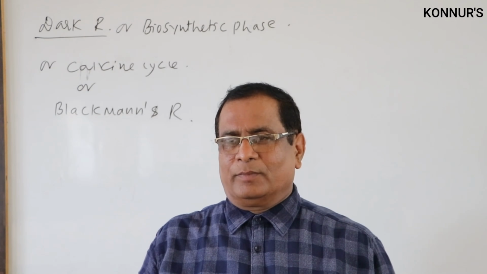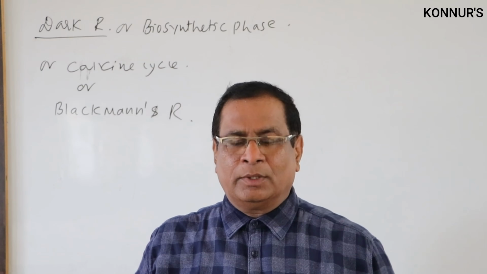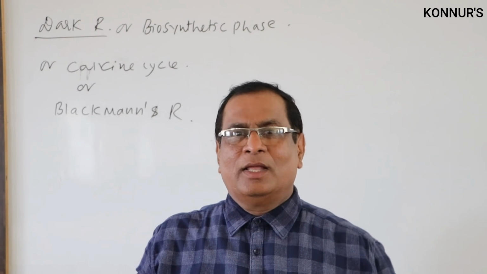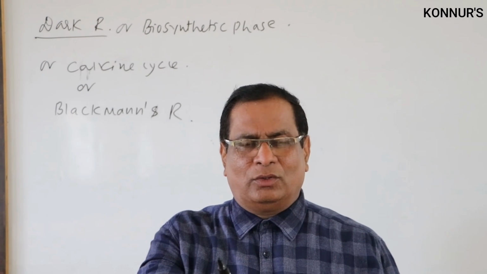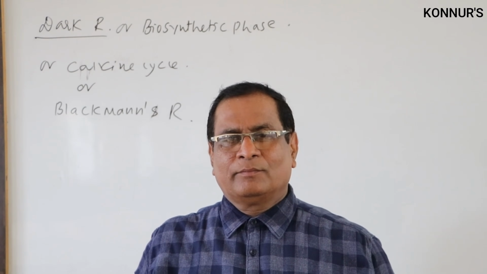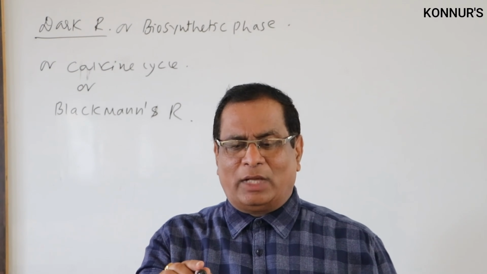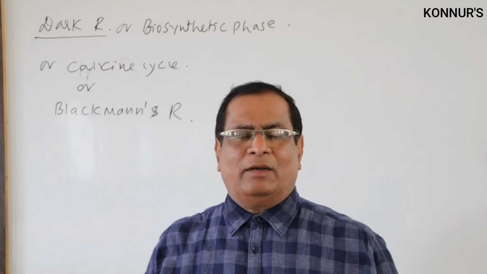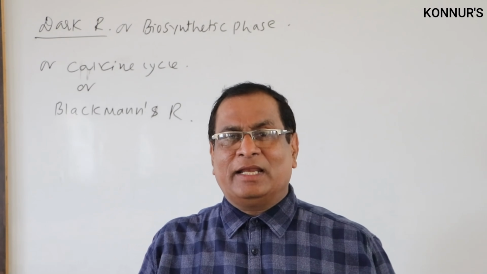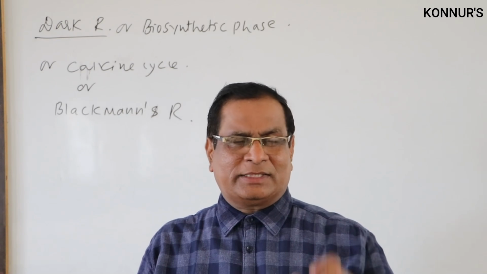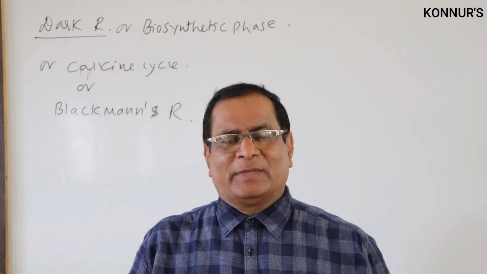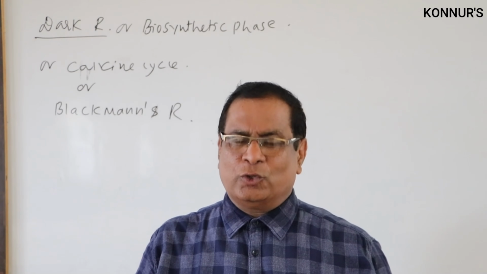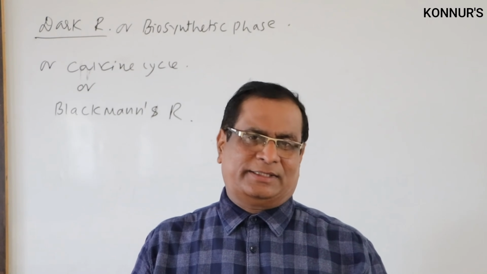In the stroma, CO2 is there, and the ATP and NADPH2, the assimilatory powers which are formed during the light reaction, have also come to the stroma. Here that CO2 has to get reduced into carbohydrate. Calvin explained the cyclic pathway in which that CO2 is fixed and there would be a formation of glucose.